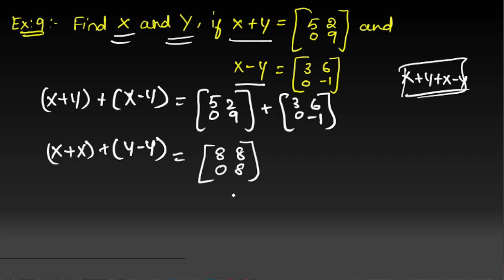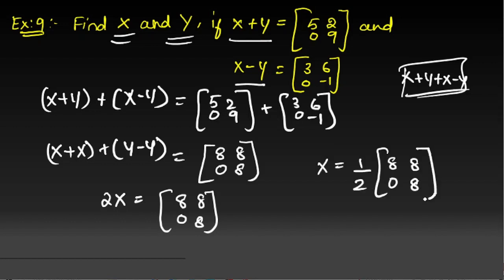Now y minus y completely cancels. So x plus x is 2x, and 2x is equal to the matrix 8, 0, 8, 8. You will get this. Since 2x is equal to this, I bring the 2 to the other side, so x is equal to 1 by 2 times the matrix 8, 0, 8, 8. Hope you are clear, right?